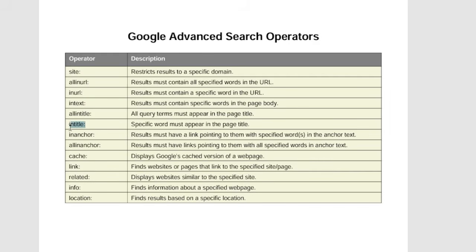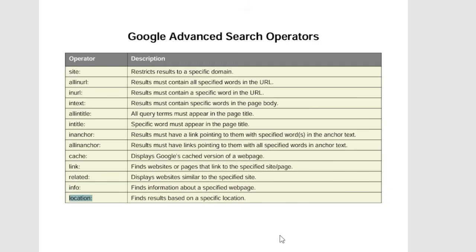in the page title. There are also operators that focus on links. Inanchor finds pages linked with certain words, while allinanchor makes sure all of your terms appear in those link texts. Some operators give you extra tools. Cache shows Google's saved version of a page. Link reveals which sites are linking to a page. Related helps you discover websites similar to one you already know. Info gives quick details about any page. And finally, location narrows results to a specific place.